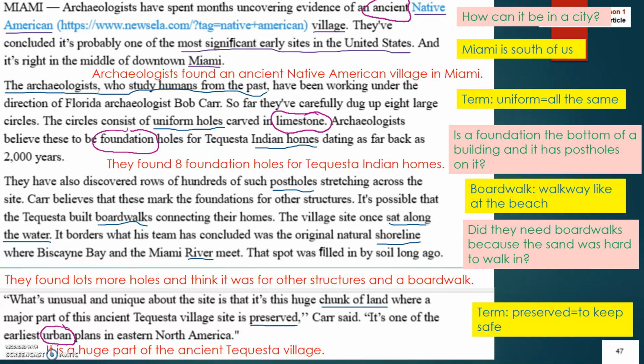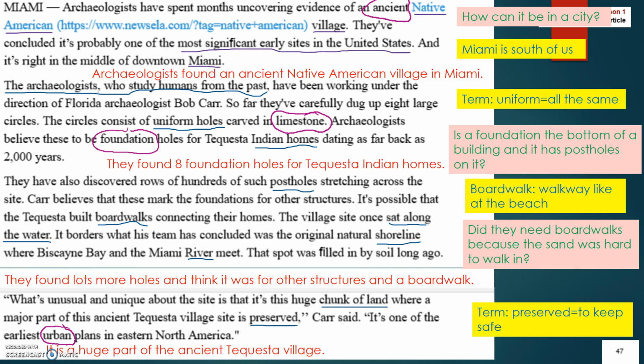In the next paragraph, I circled limestone. I know it's some kind of stone, but I don't quite understand how limes go with it. Maybe that's something that I need to use dictionary.com or a real dictionary for, and I need to figure out what a limestone is. And then it says they're believed to be the foundation holes. I wonder what foundation holes are.